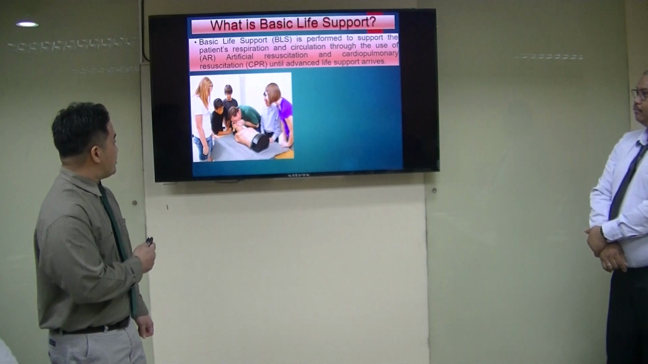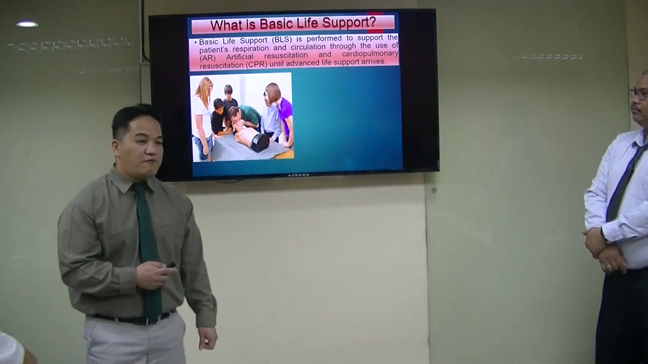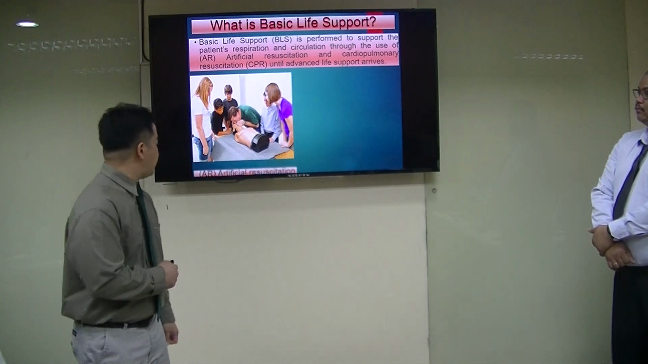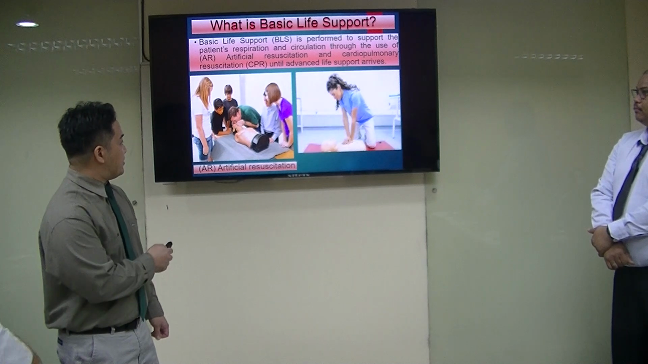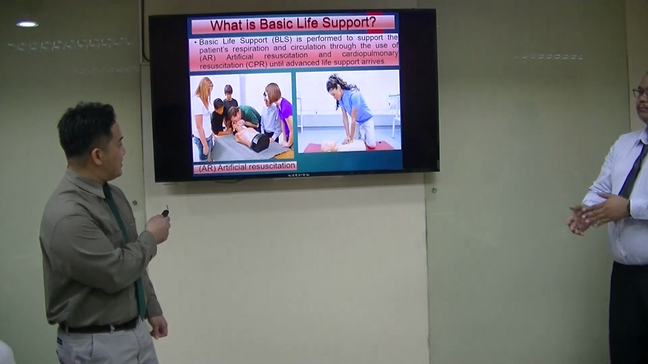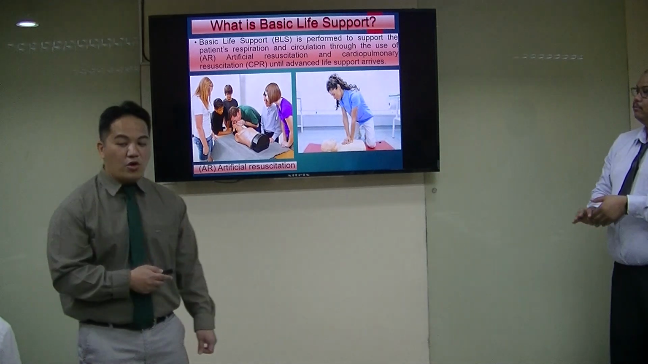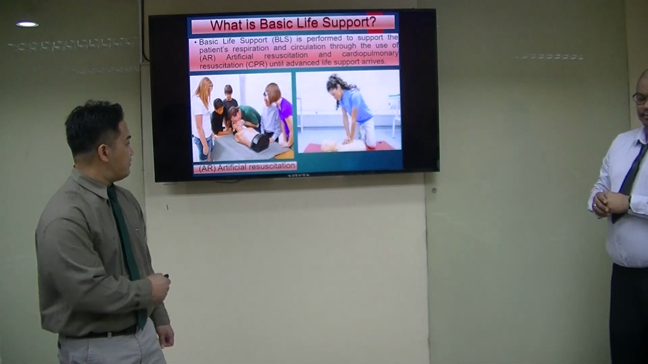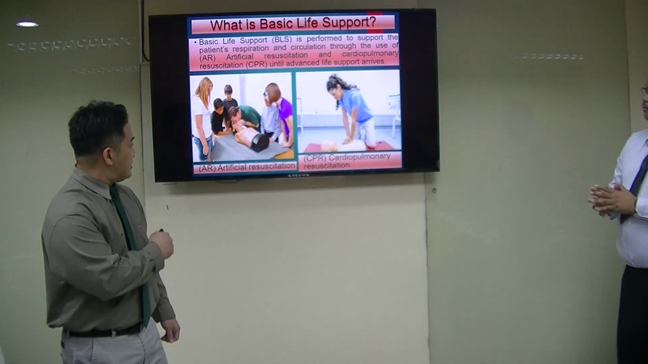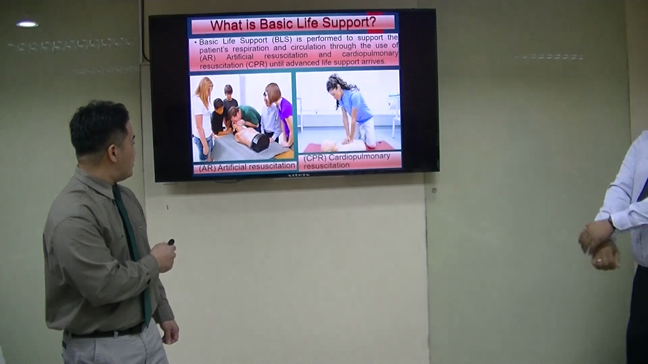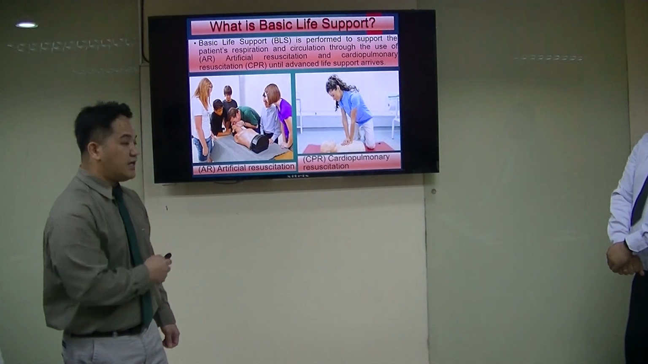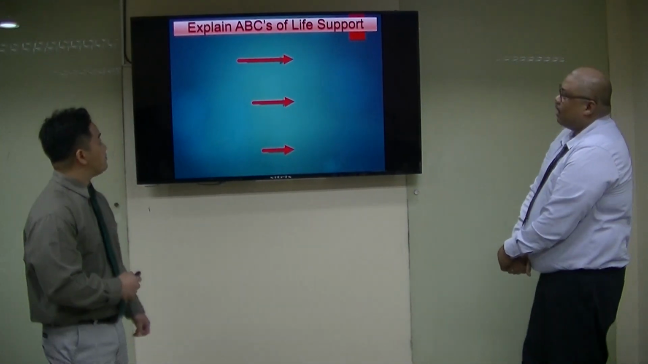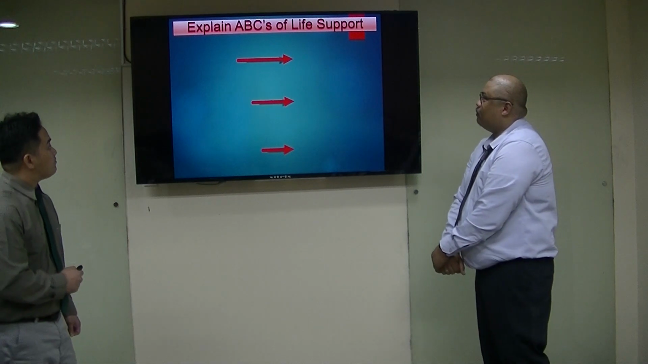The picture that you have shown here is an example of artificial resuscitation. And the next picture, where the lady is giving compressions, is an example of CPR, or cardiopulmonary resuscitation. We will discuss the procedure of these two basic life support techniques later. Okay, the next slide is explain the ABCs of life support.